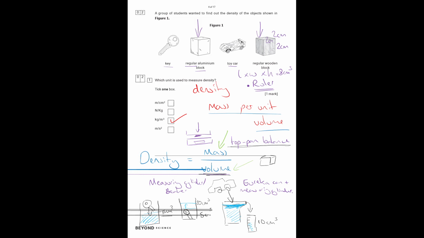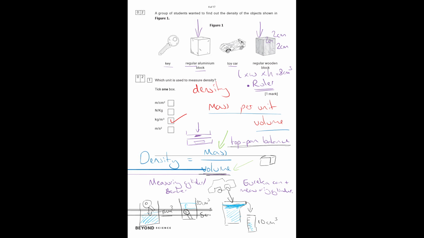I'm just thinking, are there any other points I ought to make here? Oh, okay, so the last thing I should add about that is, why can't you just say, well, use the Eureka can for all of them, or the measuring cylinder for all of them? Why do you need to use the ruler method? Well, the only thing I could think about there is one of your blocks is wooden.